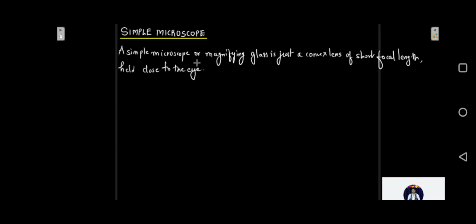So now let us look at the working principle of this simple microscope. We are going to consider two cases. First, when the final image is formed at the least distance of distinct vision, and in the second case, when the final image is formed at infinity. So let us start with the first one, that is when the final image is formed at the least distance of distinct vision.